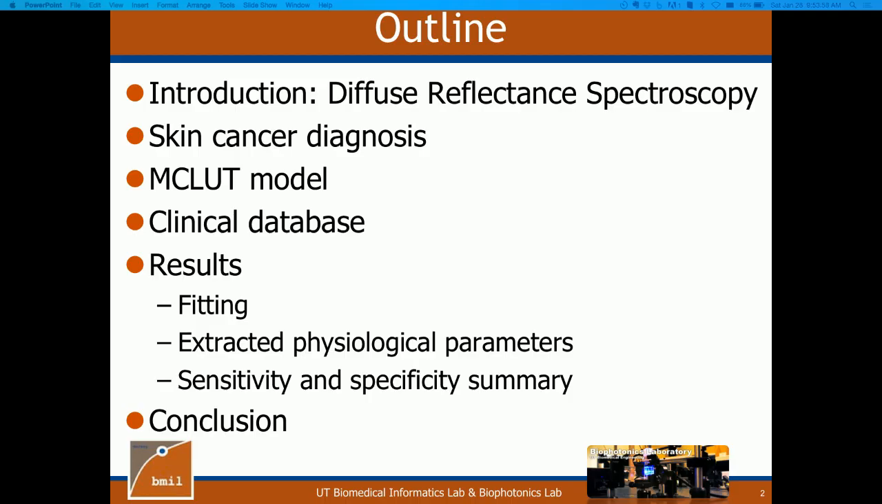I will briefly introduce diffuse reflectance spectroscopy first, and how it is applied in skin cancer diagnosis using my Monte Carlo lookup table-based inverse model to do skin cancer diagnosis.